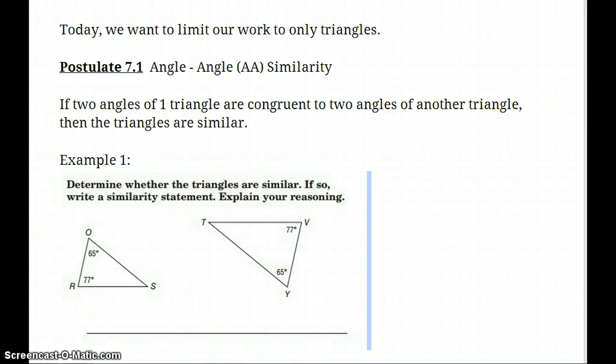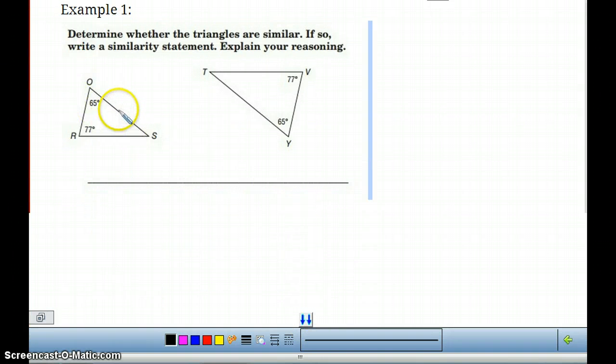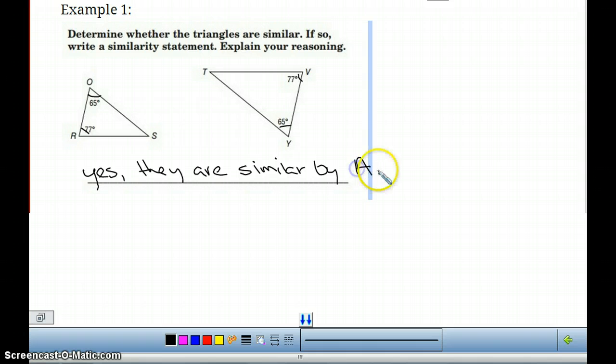Determine whether the triangles are similar. If so, we're going to write a similarity statement and explain our reasoning. As we can see, angle O is congruent to angle Y, and angle R is congruent to angle V. So yes, they are similar, because we have angle-angle. So they're similar by the AA postulate.